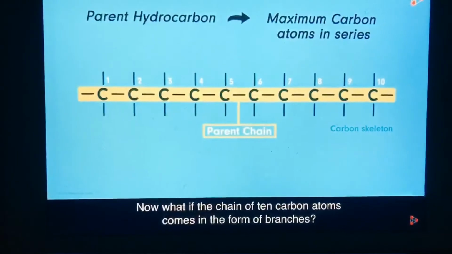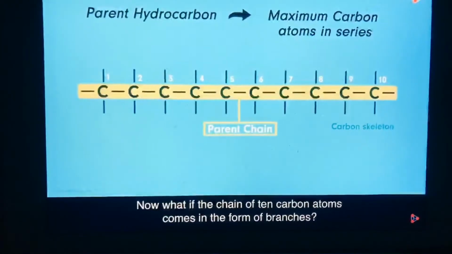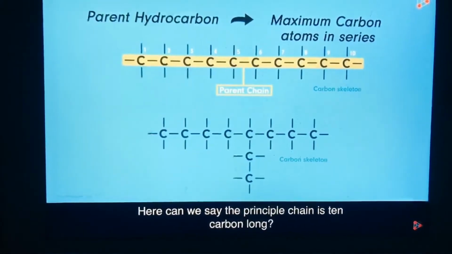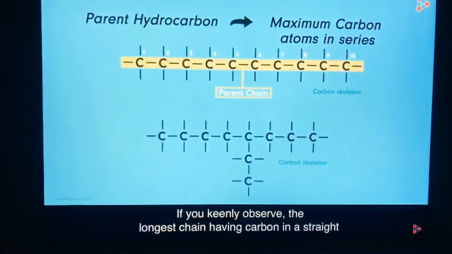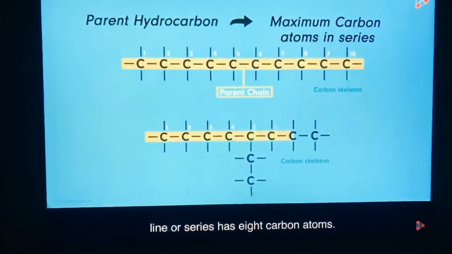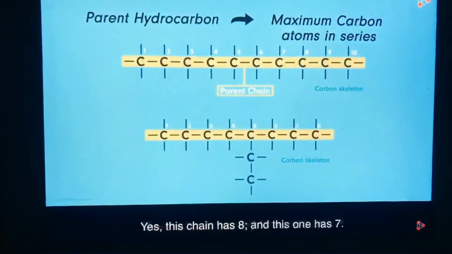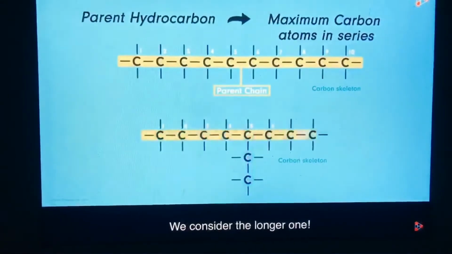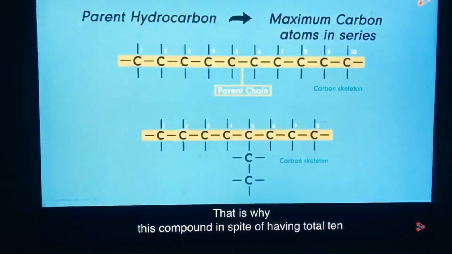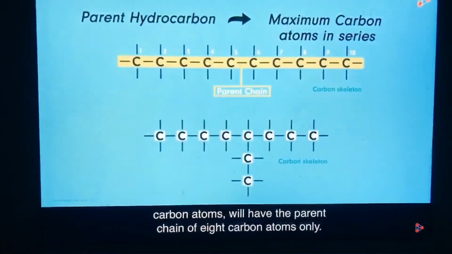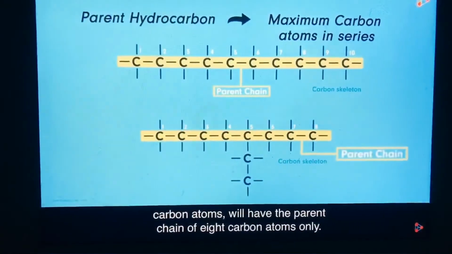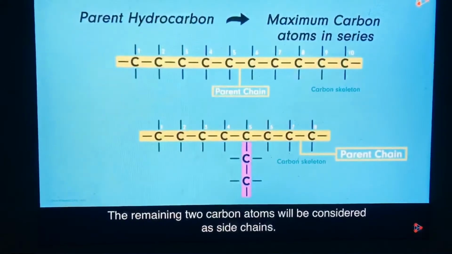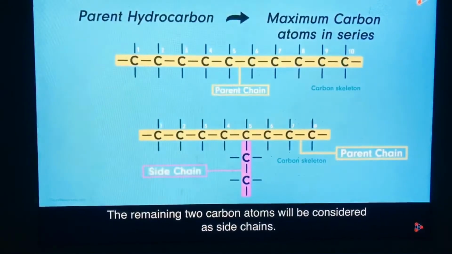Now what if the chain of 10 carbon atoms comes in the form of branches like this? Here can we say that the principal chain is 10 carbon long? If you keenly observe, the longest chain having carbon in a straight line or series has 8 carbon atoms. Yes, this chain has 8 and this one has 7. We consider the longer one. That is why this compound, in spite of having a total of 10 carbon atoms, will have a parent chain of 8 carbon atoms only. What about the remaining 2 carbon atoms? The remaining 2 carbon atoms will be considered as side chains.